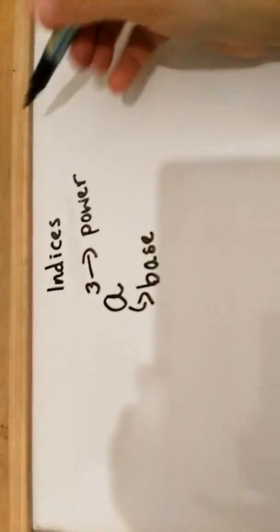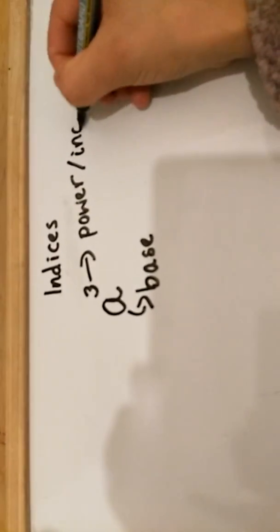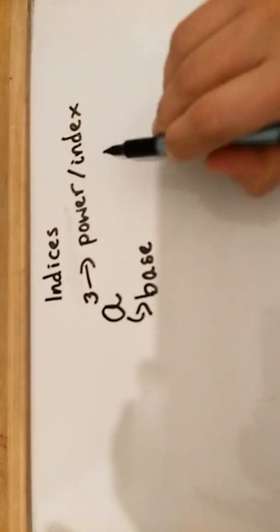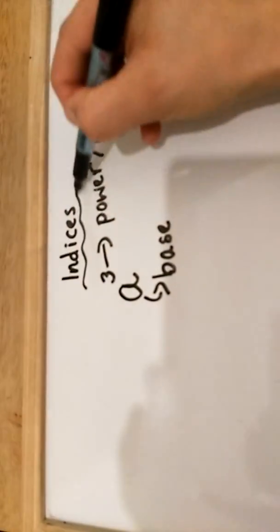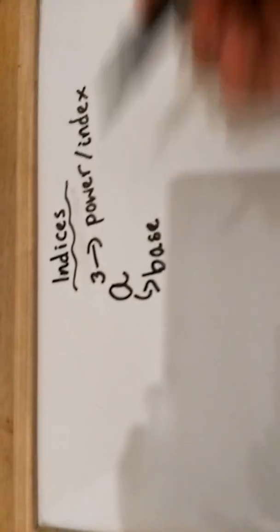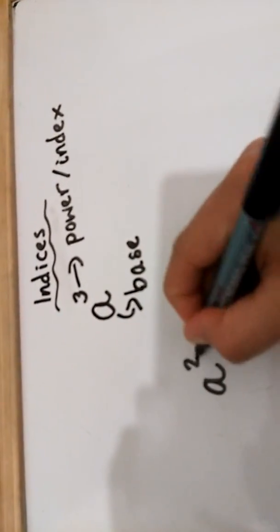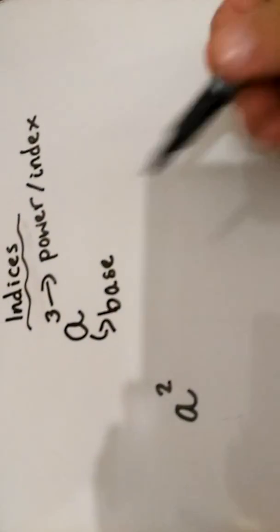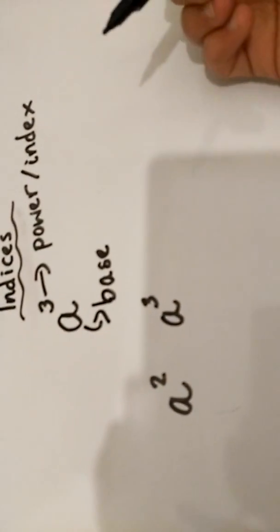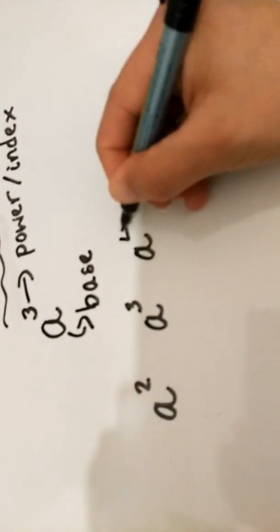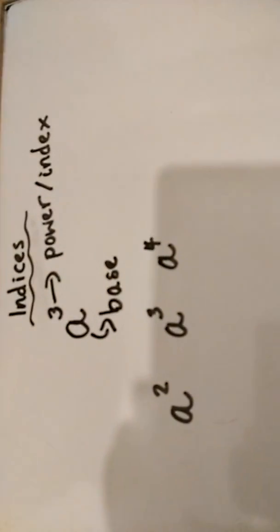Now another word for power is index, and the plural for index is indices. So that's where that comes from. For example, a squared just means that we're multiplying a by itself 2 times. A cubed means we're multiplying a by itself 3 times. A to the power of 4 means we're multiplying a by itself 4 times, and so on.